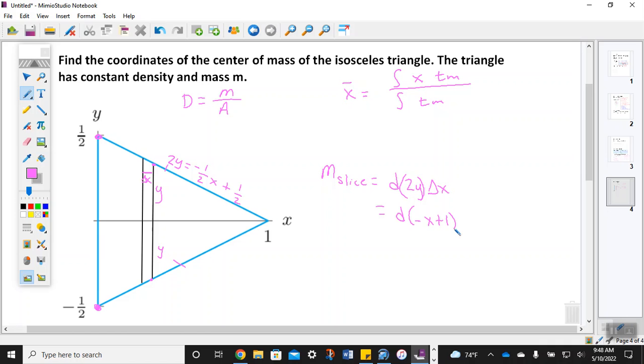And then, so what's that make the total mass then, kids?